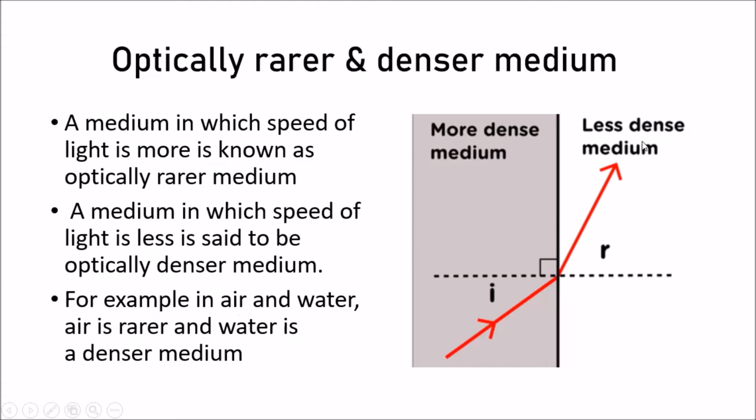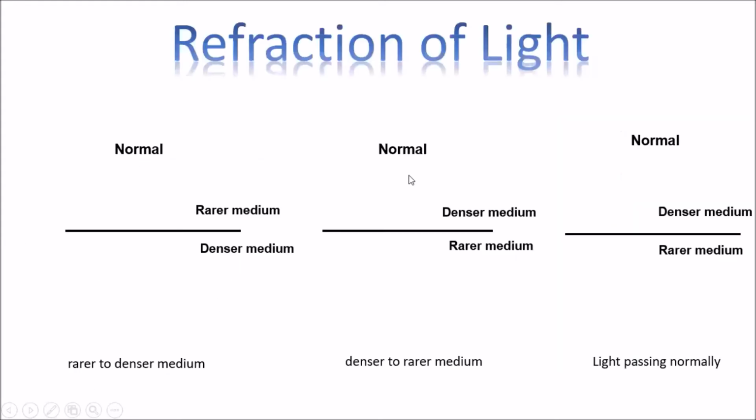An example of a denser medium is water. You can see here in the diagram, the more dense medium is water and the less dense medium is air. So light is going from denser medium to rarer medium. Now we will also understand different situations: when light goes from rarer to denser, what happens; when light goes from denser to rarer, what happens; and what happens if it passes normally. Let's have a look at it. There are three situations shown on screen.